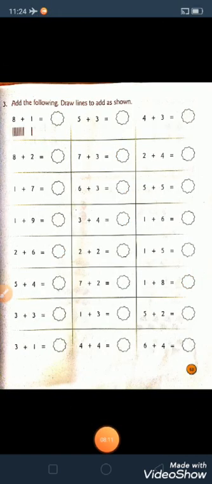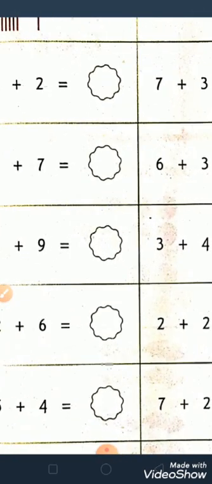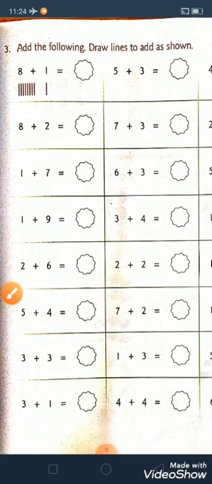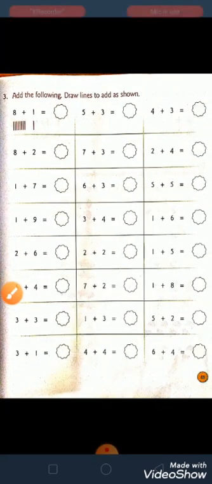Okay children, now we came to the main part. Look at here. Here we have to add these numbers and we have to write it in these circles. First 3 I will do for you, remaining you do. In next class I will tell you its answers.